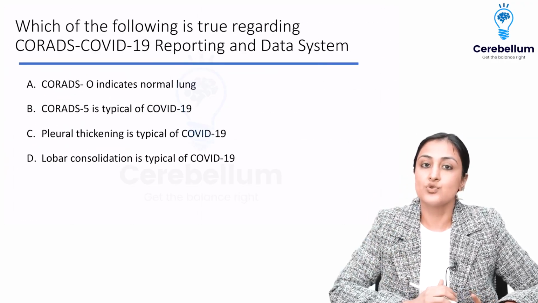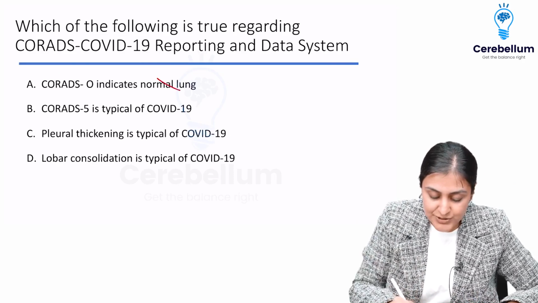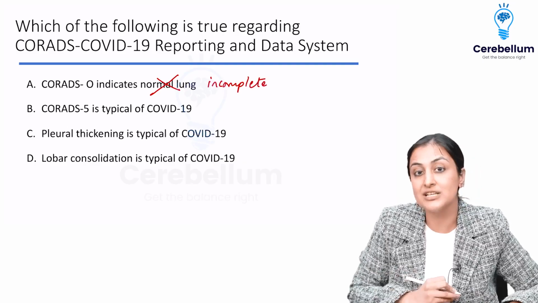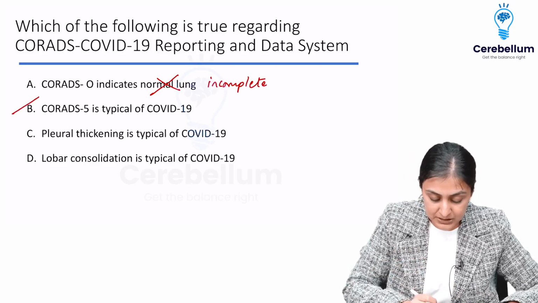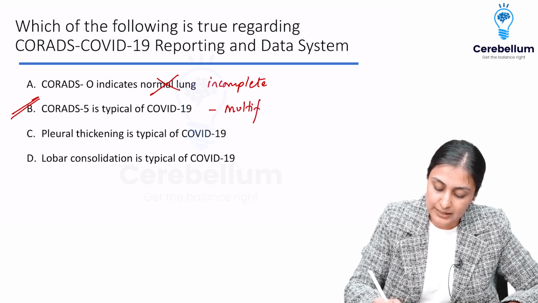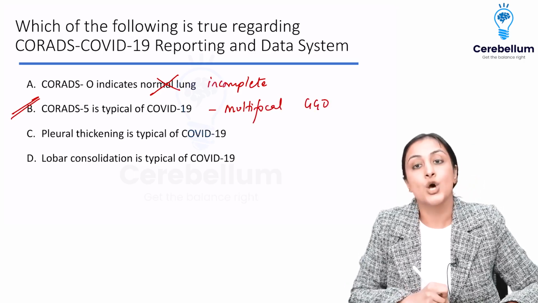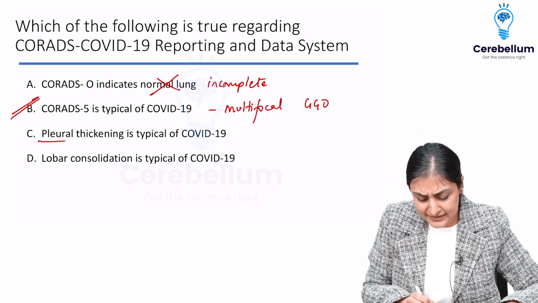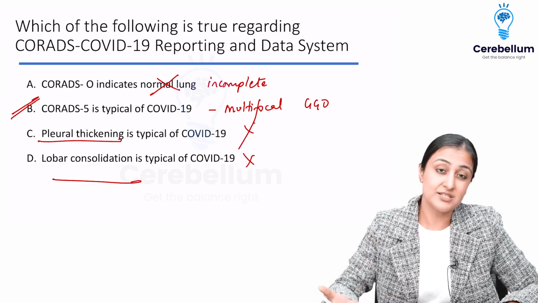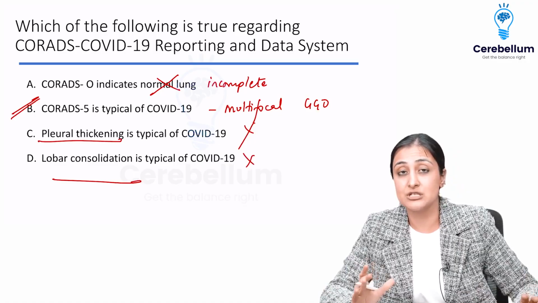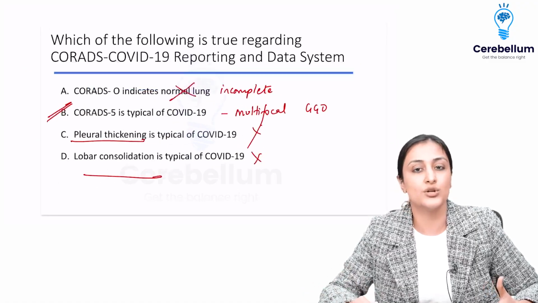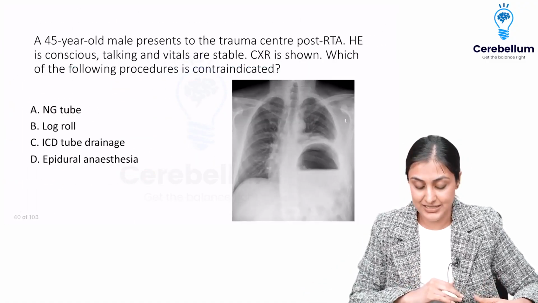Which of the following is true regarding CO-RADS? CO-RADS 0 is not normal. It indicates incomplete or inadequate study which needs repeating. CO-RADS 5 is typical. That is true. And what is the typical finding? We saw multifocal, peripheral, ground glass opacities. Is pleural thickening typical? No. Is lobar consolidation typical? No. So as a general guideline, you want to remember anything which is typical in TB is not typical in COVID. Yeah. So consolidation, thickening, all of these are not typical of COVID-19.